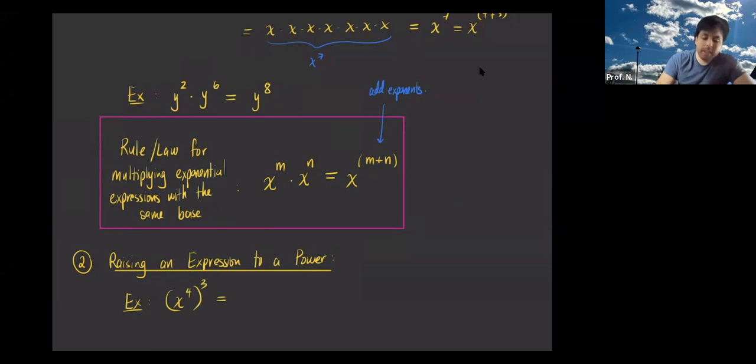Well, I can treat x to the fourth as a base, and look at the 3 first. What is it saying about the 3? It's saying that I'm multiplying x to the fourth to itself 3 times. That's what x to the fourth to the third power means. I'm taking x to the fourth and doing it 3 times.